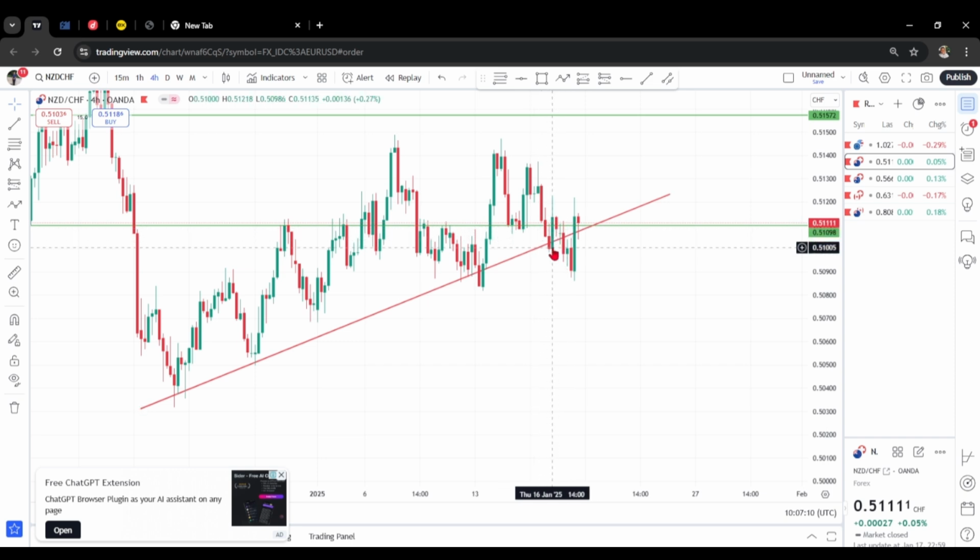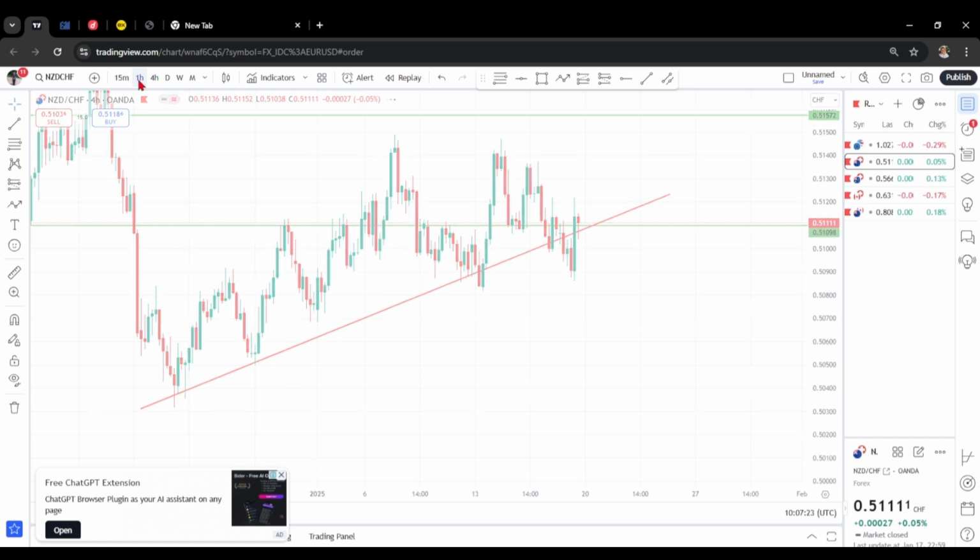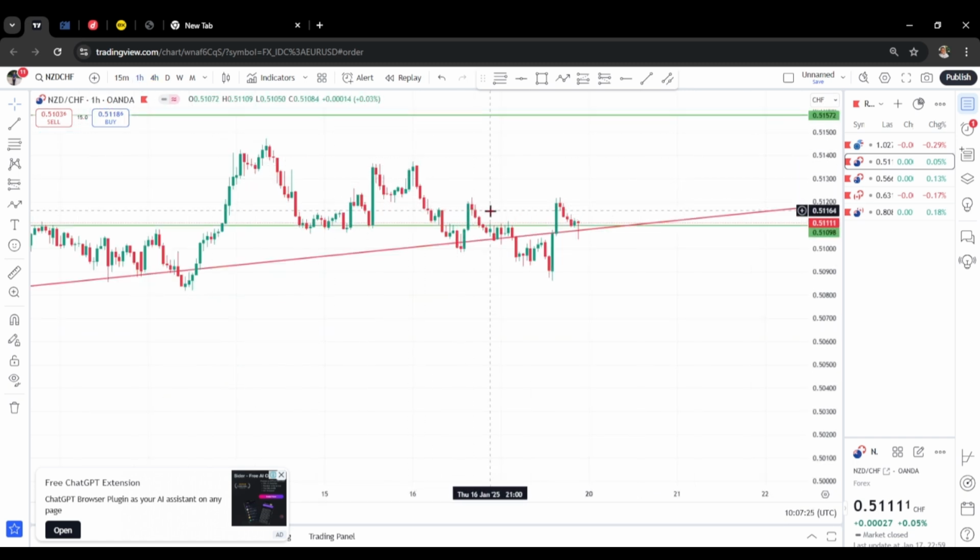I didn't know that the market was going to do another retracement, creating another double top around this area. When I scaled down to 1 hour to see what was happening, I realized that the market came back to test this level again. I'm already in the trade, and it nearly hit my stop loss.